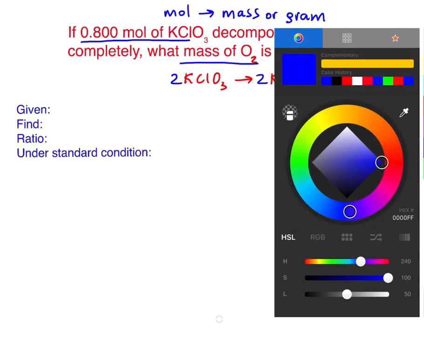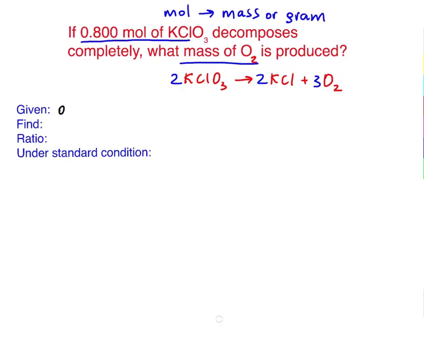And then next we have this template, and you need to fill in the template. When you do, make sure you write all the units correctly, not just the numbers. The first is the given, and you need to write down what's given to you, which is 0.800 mole of KClO3. The next one is what you need to find, and you need to write it down, which is gram of O2, or the mass of O2. And then the next is the ratio of KClO3 to O2. It's 2 to 3, and you need to write it down here.